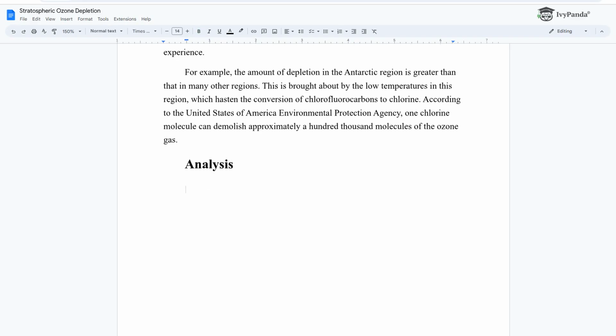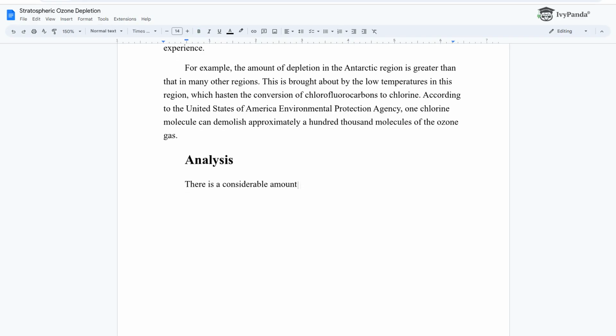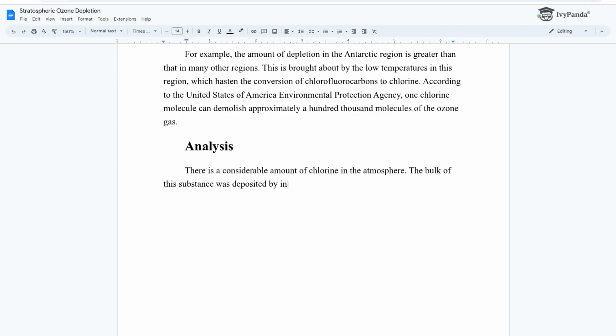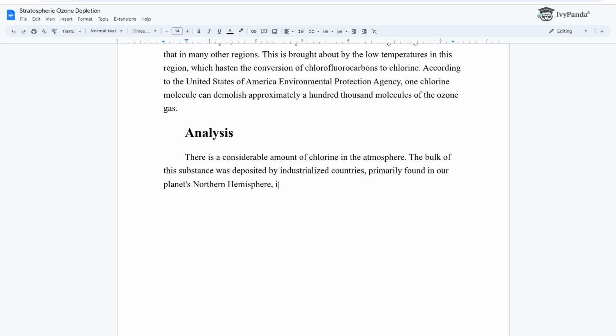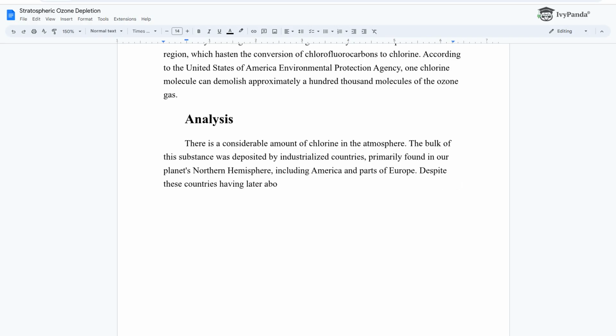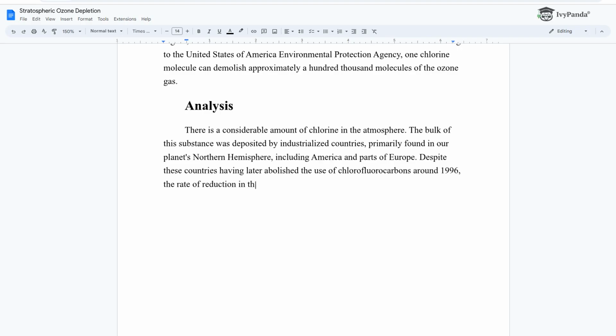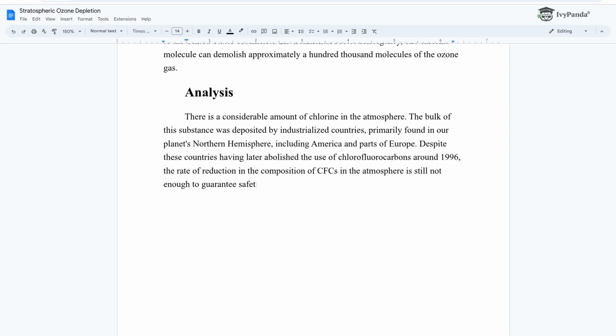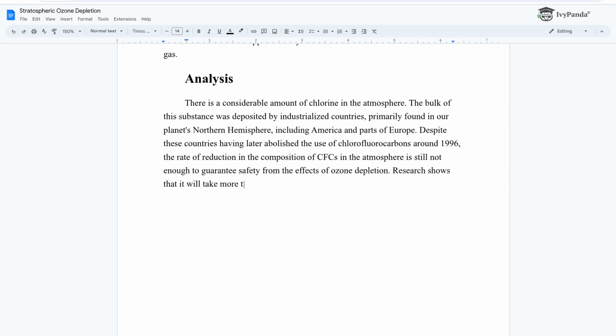Analysis. There is a considerable amount of chlorine in the atmosphere. The bulk of this substance was deposited by industrialized countries, primarily found in our planet's northern hemisphere, including America and parts of Europe. Despite these countries having later abolished the use of chlorofluorocarbons around 1996, the rate of reduction in the composition of CFCs in the atmosphere is still not enough to guarantee safety from the effects of ozone depletion. Research shows that it will take more than 50 years to get rid of all the CFCs in the atmosphere.